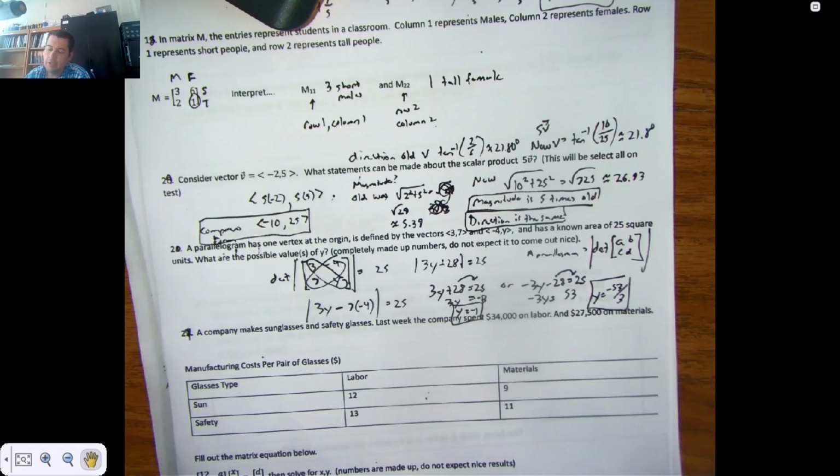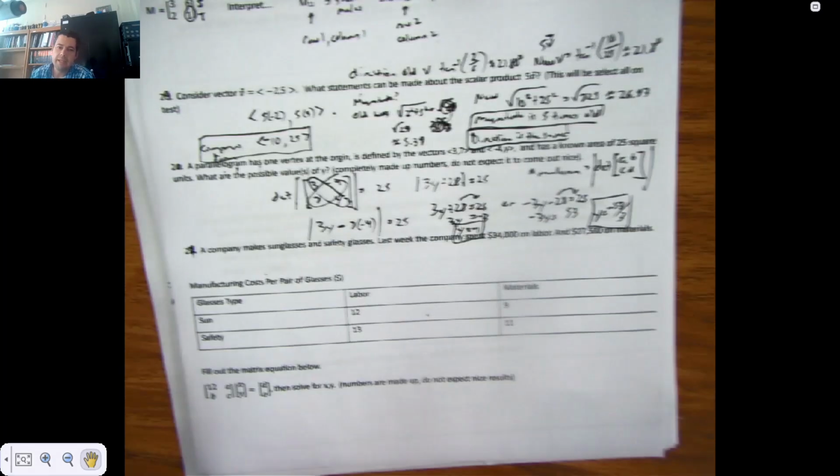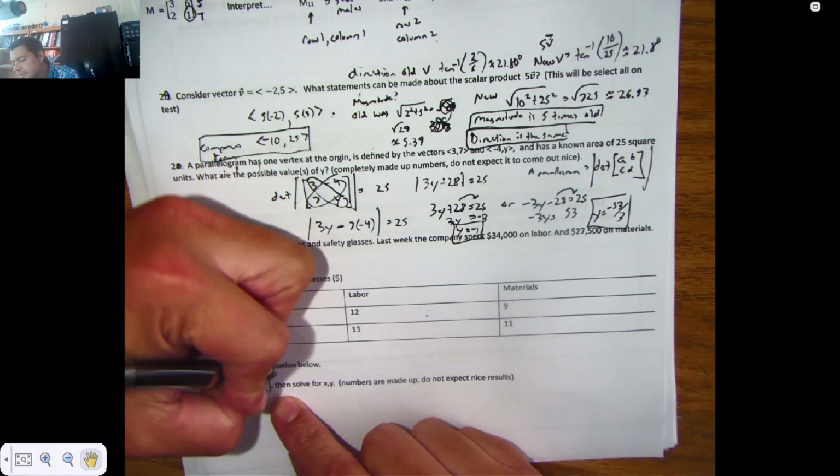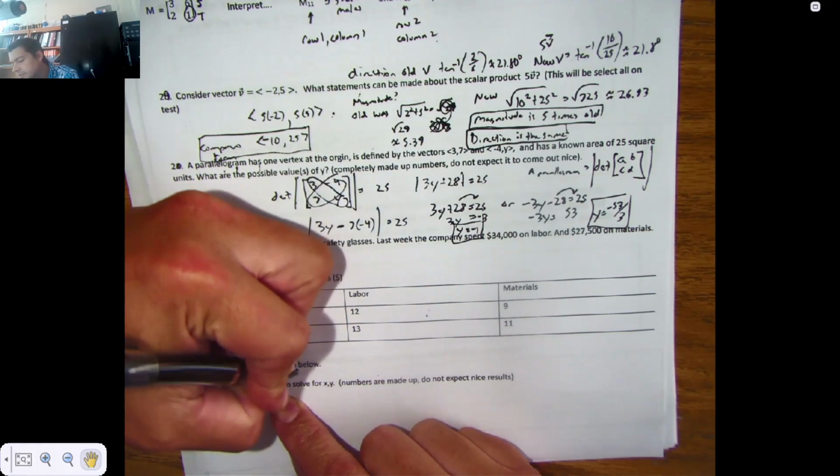This last one looks intimidating, but it's not. It's the inverse lesson, which was 10.5. You're supposed to fill out a matrix equation, pick out what A, B, C, and D are and such. And it's not too bad. These guys are the coefficients.